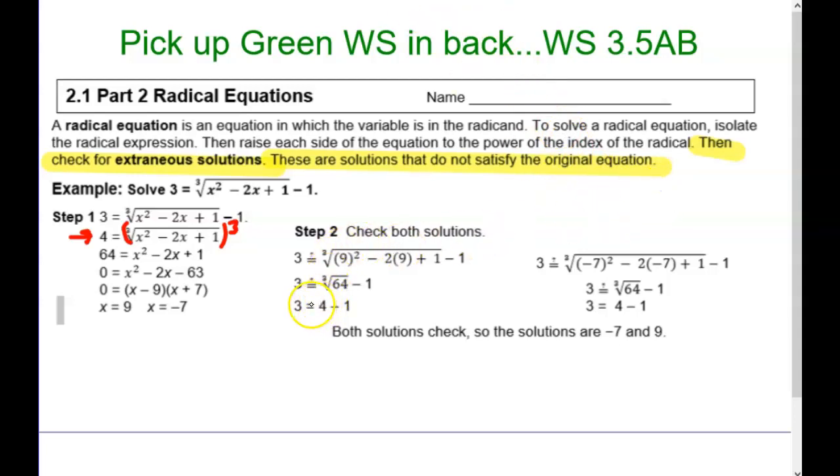All right. This one, the solutions were 9 and negative 7. They put the 9 back in, got the cube root of 64, which would be 4. 4 minus 1 is 3. Then they put a negative 7 in very carefully with the parentheses and everything, and they got the same thing. Cube root of 64 is 4, minus 1 is 3. So they both checked. All right.